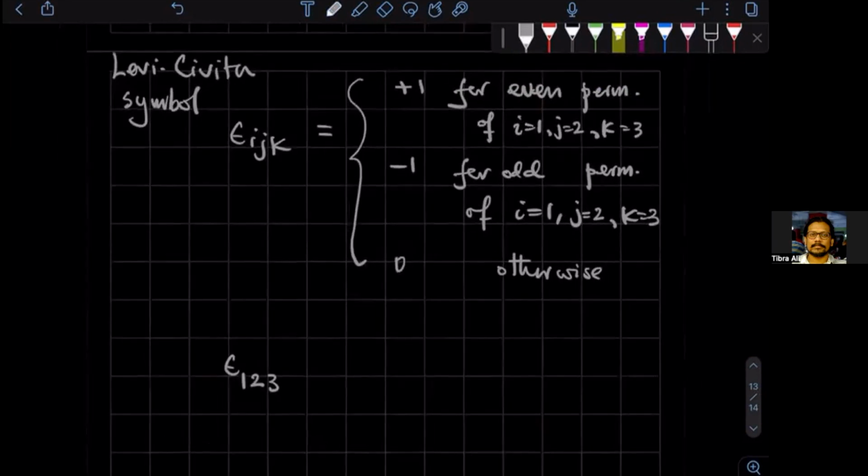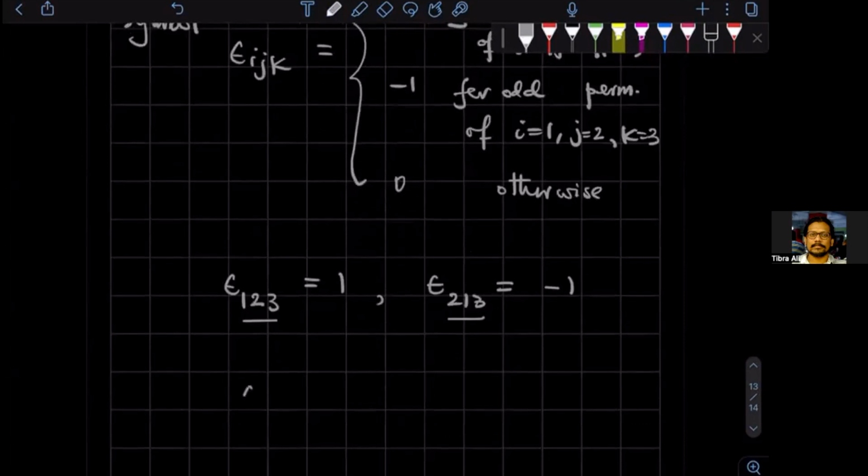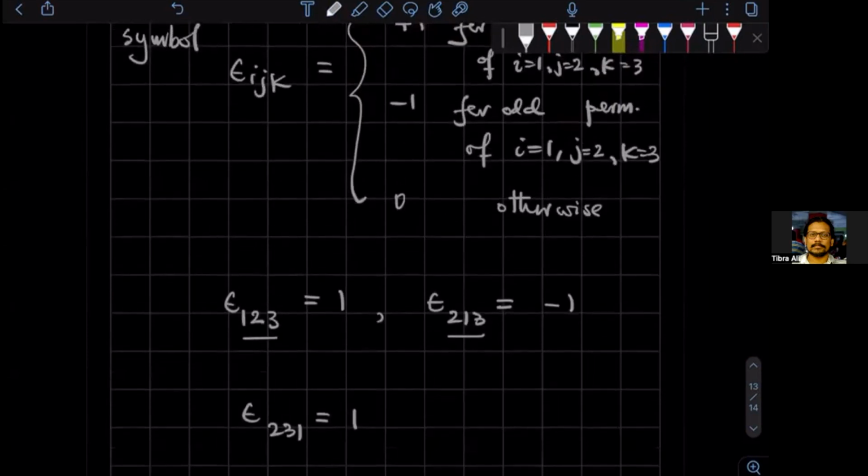So for example, epsilon 123 is 1, then epsilon 213, what would it be? How many permutations do we need to go from here to here? Just 1, right? So that would be -1. But if I write, say, 231, then I basically have to do 2 permutations. So that would be 1.